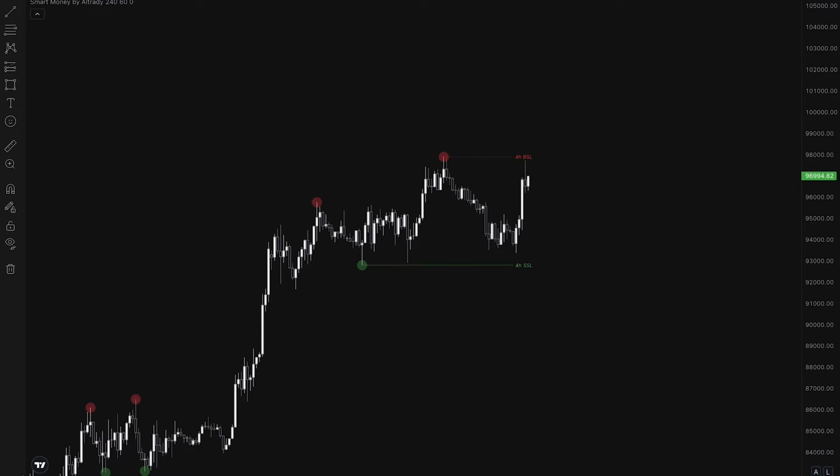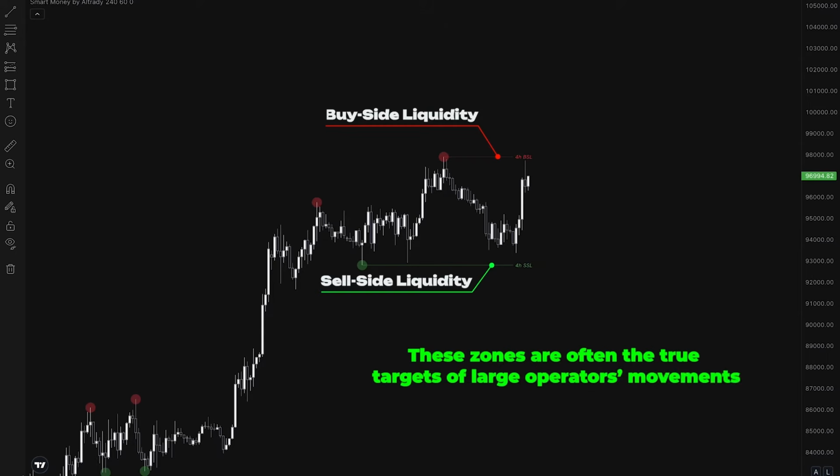These are zones where sellers' stop losses are located. If the price moves through them, it triggers forced buy orders. Then you have sell side liquidity. These are zones where buyers' stop losses are located. If the price breaks below them, it triggers forced selling via their stop losses. These zones are often the true targets of large operator movements. Knowing where liquidity sits is like knowing where price wants to go.